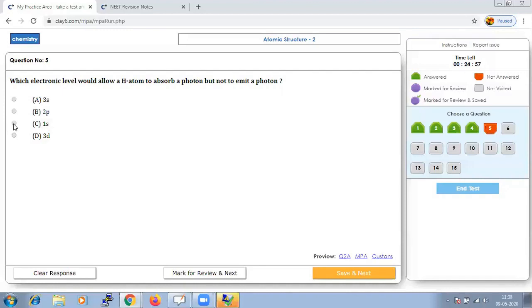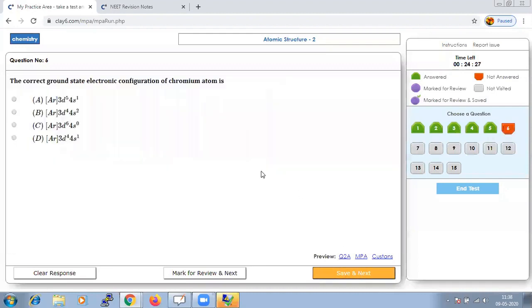You do not need any solving, and please focus on the time. This type of question we are supposed to answer in a fraction of a second, so that we are able to save our time for numericals, the questions which need solving. We need to focus and we have to be quick in answering these types of simple questions. Let us save that and go to next.